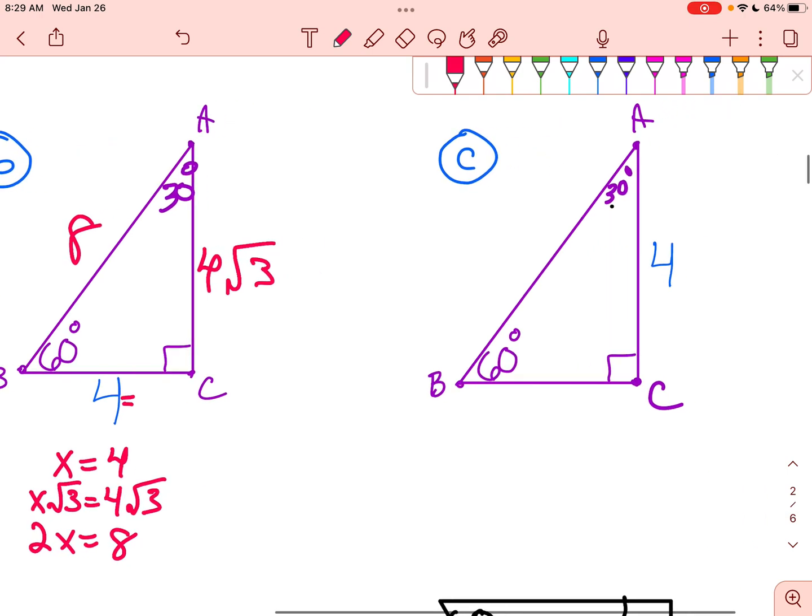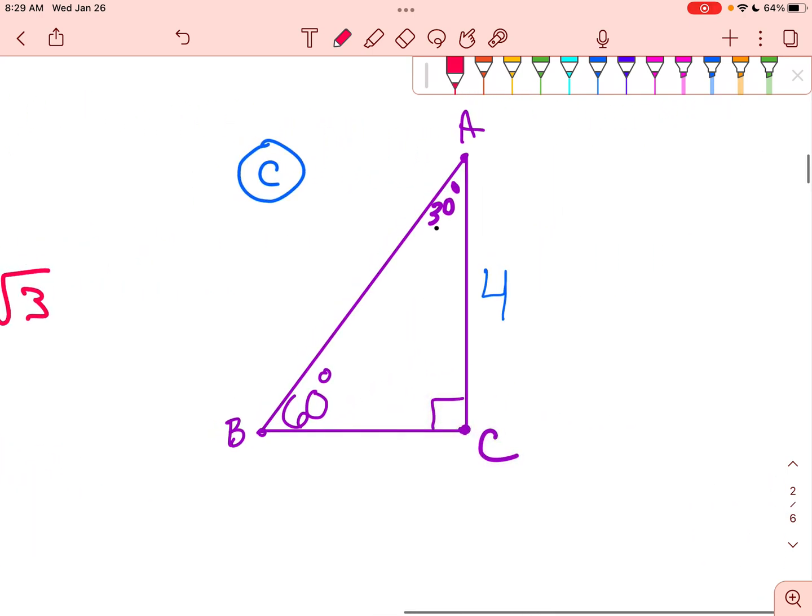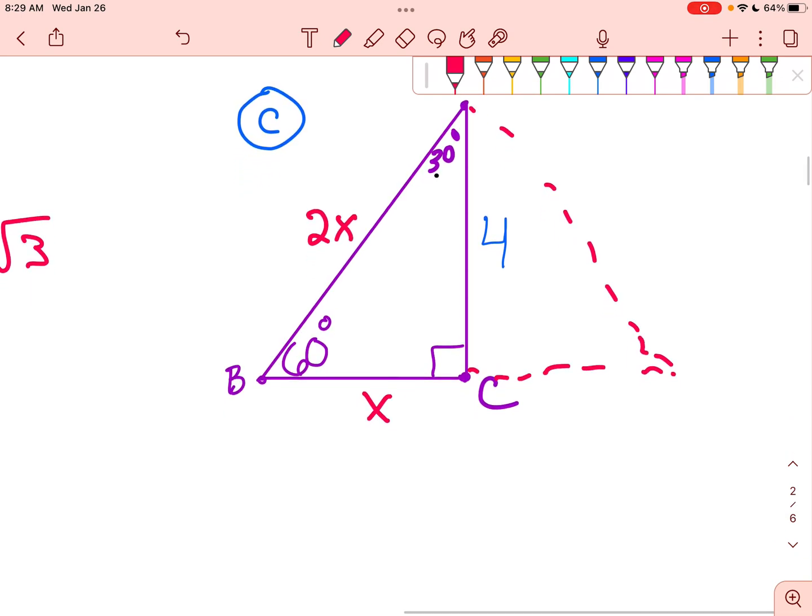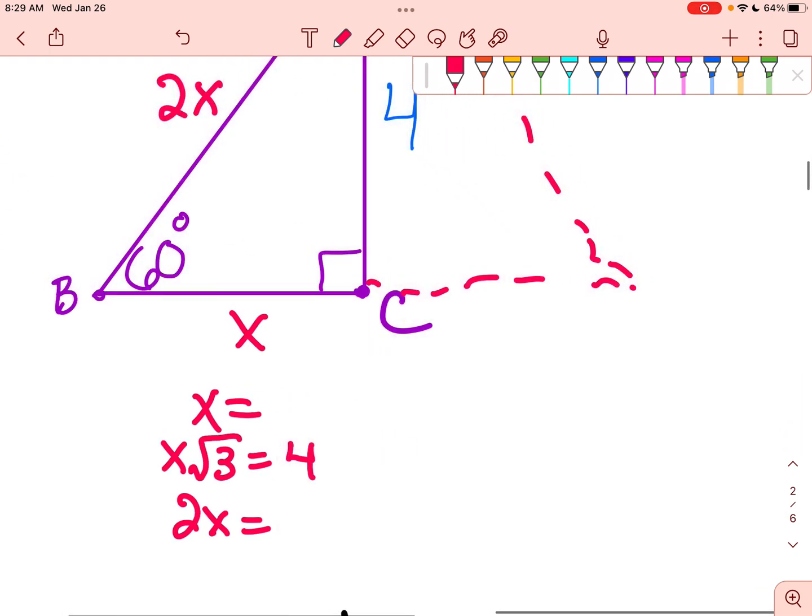Now here, so again, visual, look at this. We don't know how big x is. We don't know how big 2x is. But they're telling me that the x root 3 side is 4. So once again, we don't know x. We know the x root 3 side is 4, and we don't know 2x. So our goal is to take this equation that we have and find out what x is.